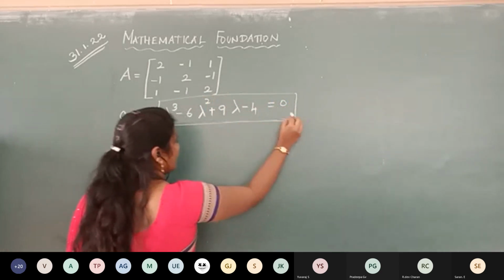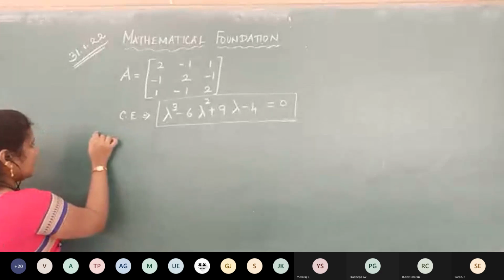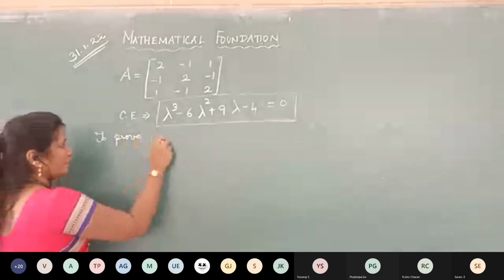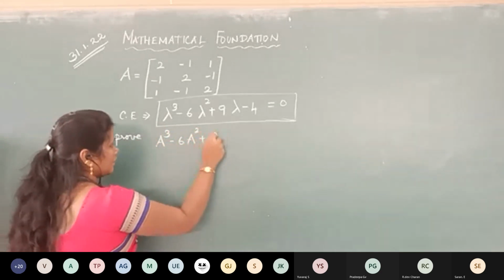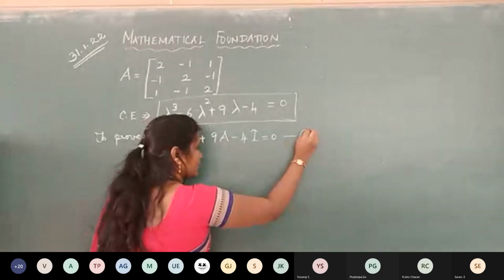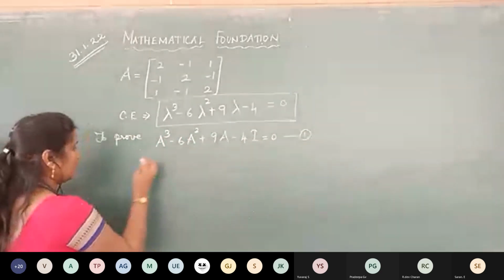In that, they had asked you to verify the Cayley-Hamilton theorem, and we had verified it. That is, you have to prove that A cube minus 6A square plus 9A minus 4I equal to 0. We will take this as the first equation. Okay, and we found out what your A square is.